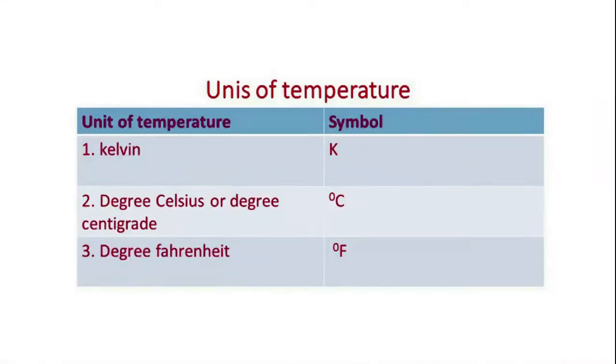Look at this table. Here we can see the three units of temperature. First one, Kelvin, the symbol capital letter K. Second one, degree Celsius. The symbol is degree C. It was given by the scientist Andrew Celsius. And we can see the symbol of degree Fahrenheit. It is named after the scientist Gabriel Daniel Fahrenheit. The unit of Kelvin is never written as degree Kelvin.